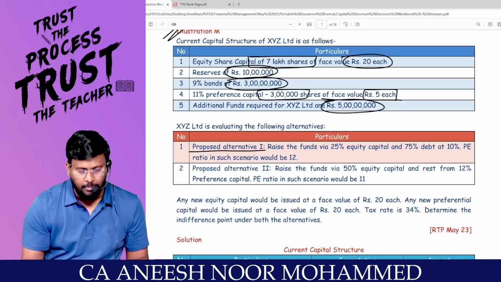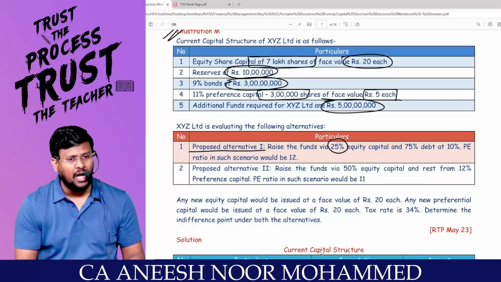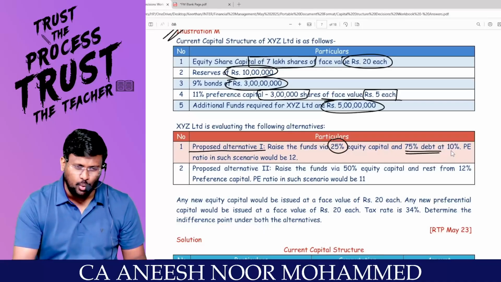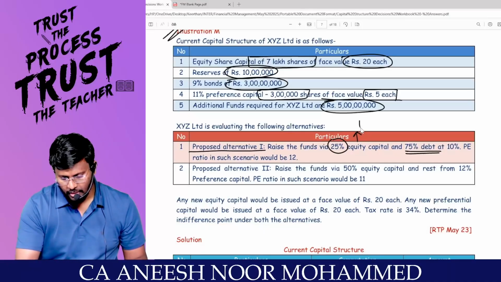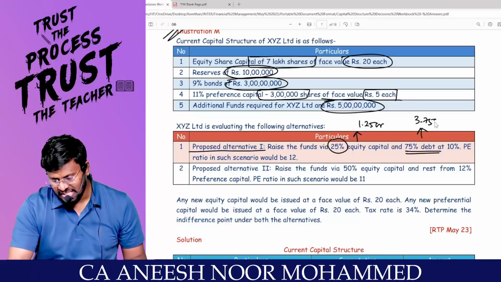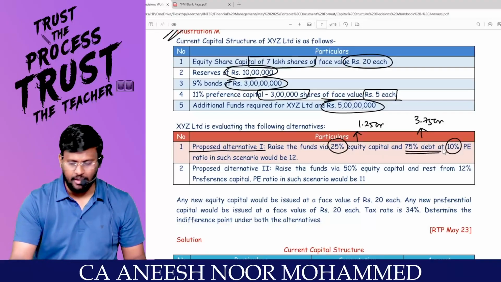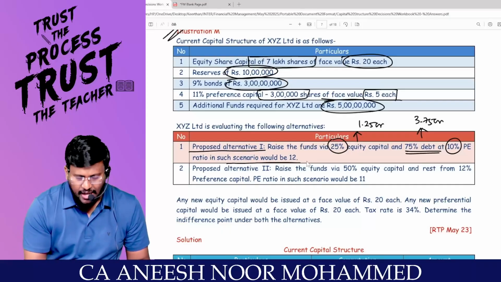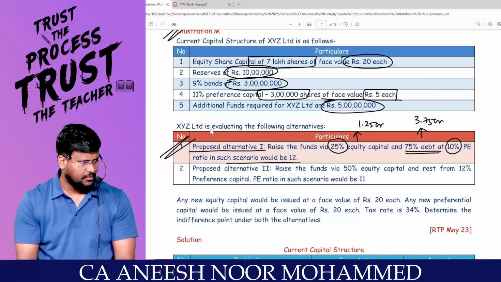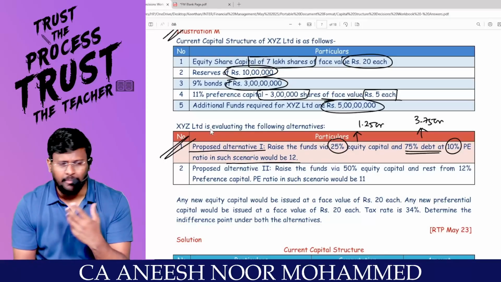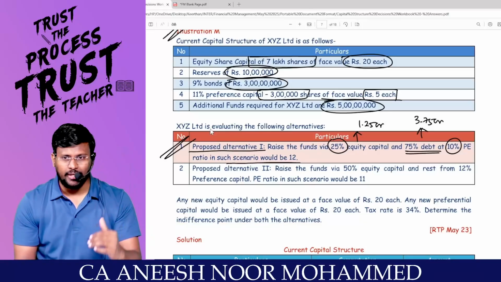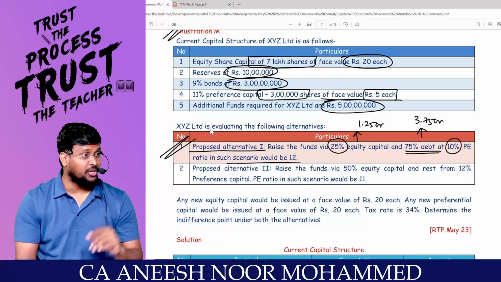Proposed alternative number 1: raise the fund via 25% equity capital and 75% debt. 5 crore, 25% is 1.25 crores. 75% is 3.75 crores at 10% KD. PE ratio in such a scenario will be 12. That means if I do this, the market will react, correct? I can't do whatever I want in my company because equity shareholders will be watching. If I inject more debt into the capital structure, they will say that you increased the risk.